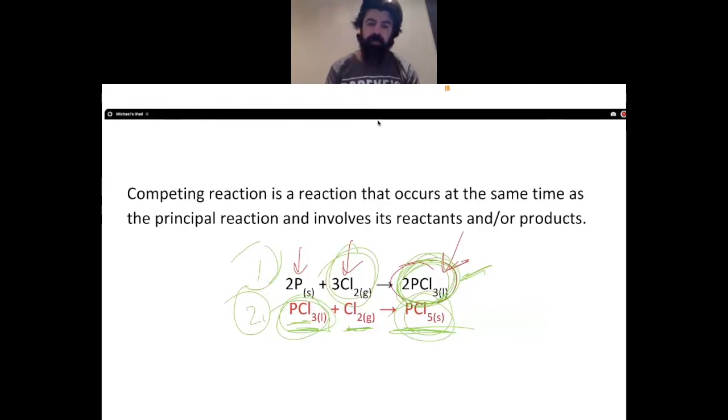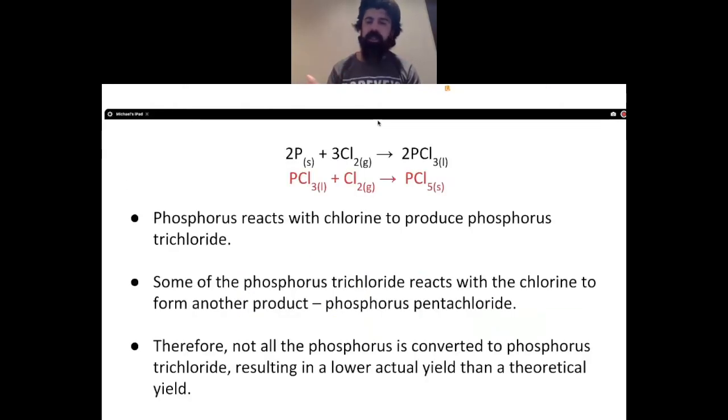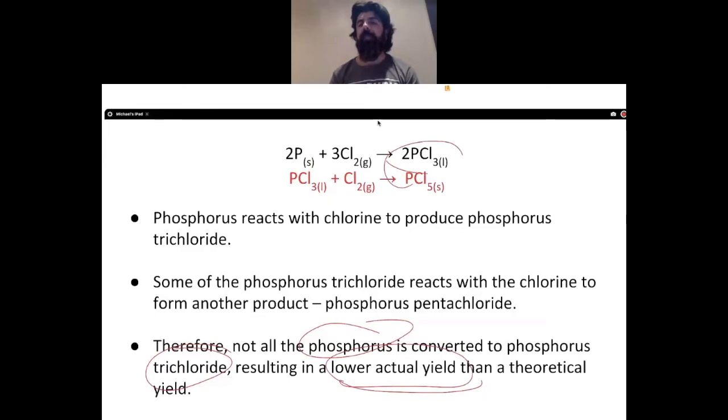Okay, so let's move on. The next slide just goes through everything that I just explained. All of a sudden, not all the phosphorus is converted to the phosphorus trichloride that we want, right? Because of that secondary reaction, this PCl3 is going to have a lower actual yield.